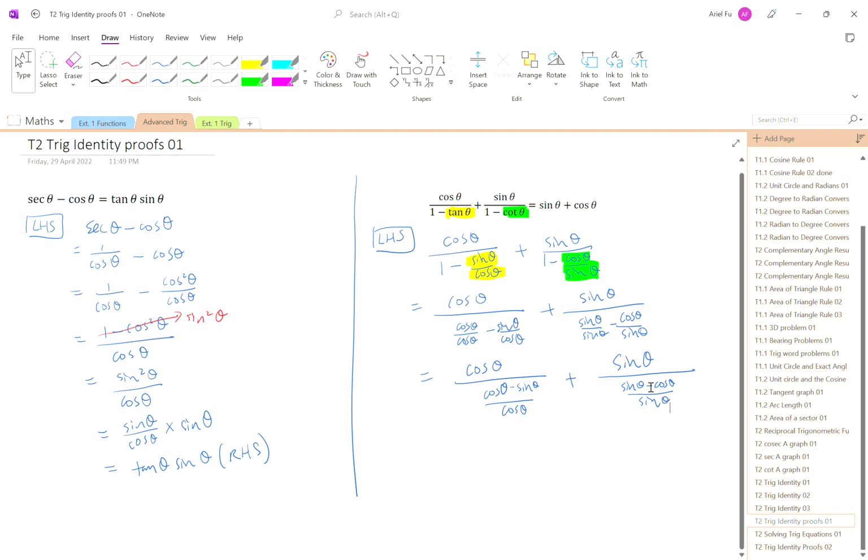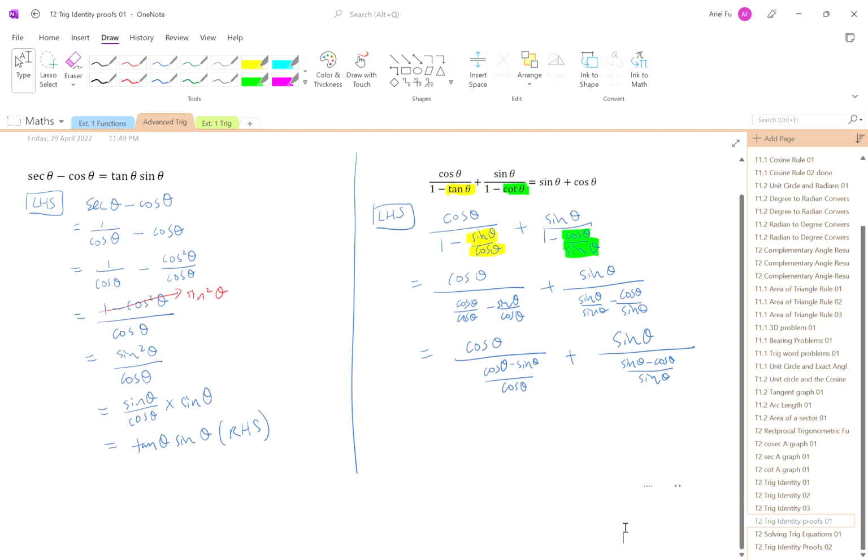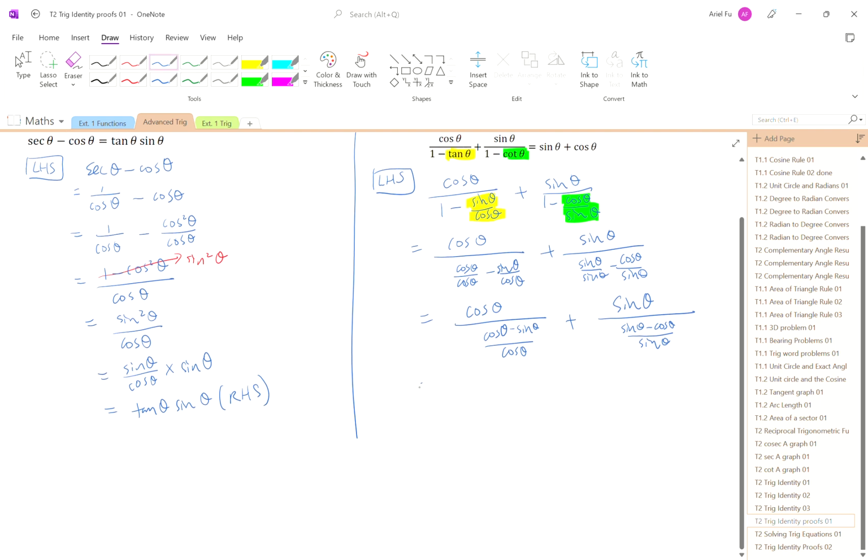Okay, now we don't like fractions in fractions. So at this point, you probably want to rewrite the first fraction as the numerator multiplied by the reciprocal of its denominator, plus the same thing with the second fraction, the numerator times the reciprocal of the denominator.